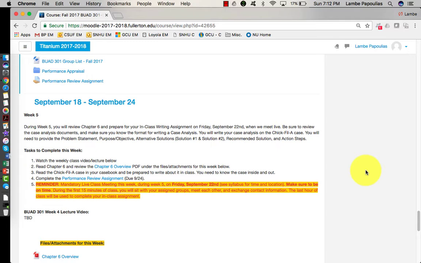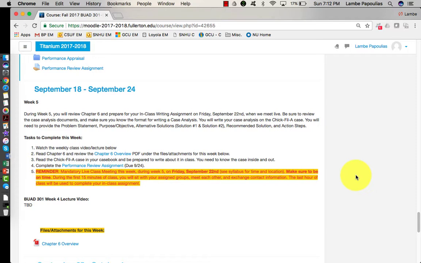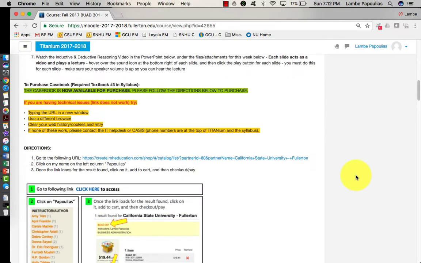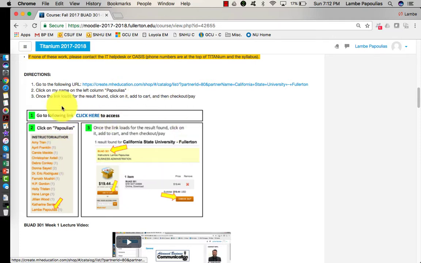And make sure you come into class prepared knowing your Chick-fil-A case inside and out. You should have read it a few times by now, and then this week you can read it a couple more times. That way you have a good understanding of what the problem was in that case. Remember, it's the Chick-fil-A case in the case book that you purchased, which I showed you in week 1. It was purchased through Create McGraw-Hill.